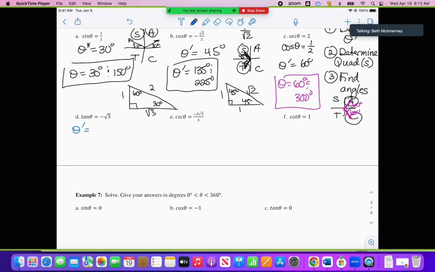All right, here we go. Drew, what's theta prime? 60. Woo! 60. We got it. That's awesome. All right, all students take calculus. Humera, what quadrants is tangent negative? 2 and 4. All right, we're 2 for 2.